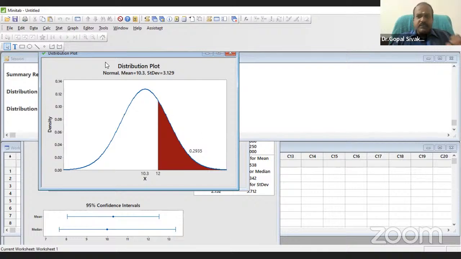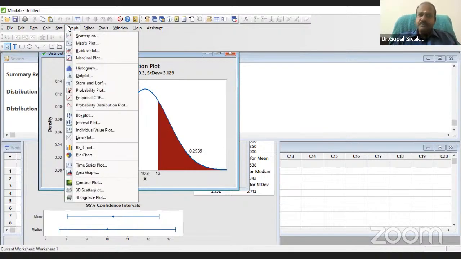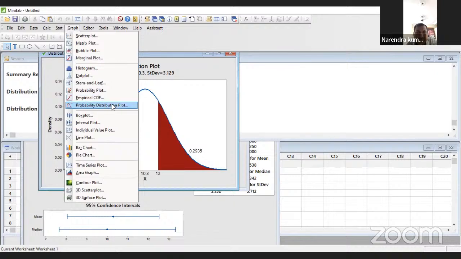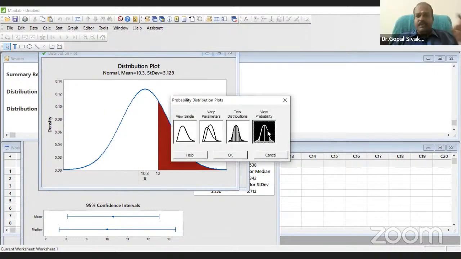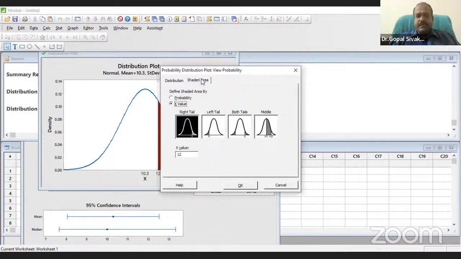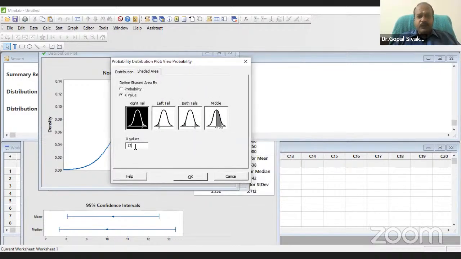Now, what is the chance for your child to score 14 and above? Shall we see that? Graph, probability distribution, view probability. Mean, standard deviation, shaded area, and 14 and above.